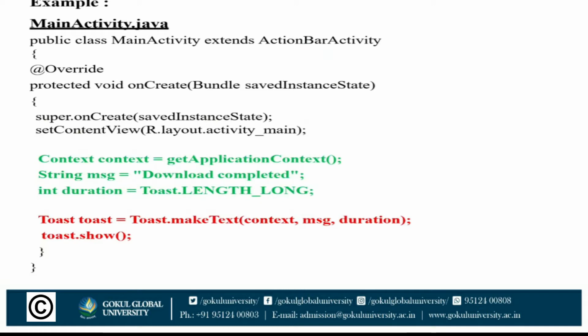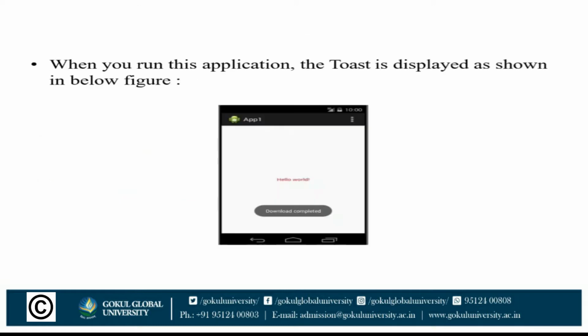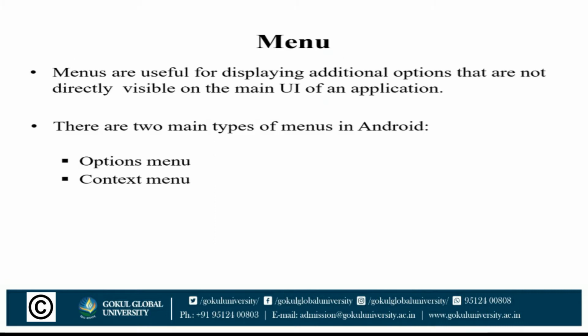In this example, first of all you have to override the onCreate method, which is the initialization of the activity in Android. Then declare variables which are used as arguments in the makeText method. Then call the makeText method to create the toast display window. Then the show method is called to display the toast message. When you run this application, the toast is displayed as shown in the figure below.